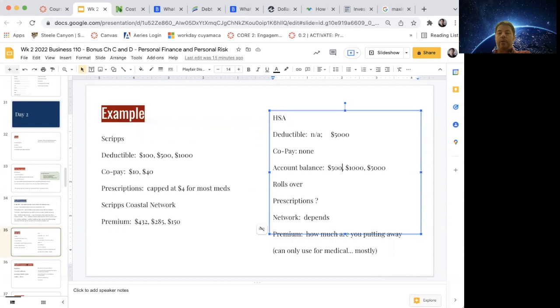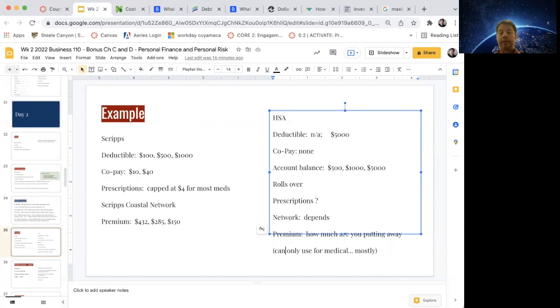But usually there's an agreed upon balance target. Basically, you're going to put in so much every month, okay, and it's going to roll over. There may or may not be protection on your prescriptions, okay. Generally there is, but once again, it depends on what company you're going with and all kinds of things. HSAs can be tied to a network as well, so it really depends.